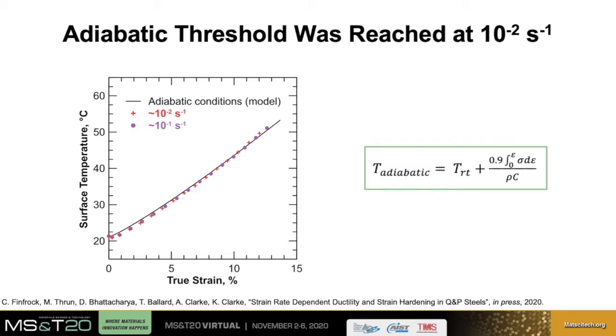Experimentally determined stress-strain data was fed into the model to predict temperature rise. In the plot on the left, it appears that actual heating that occurred in tensile bars deformed at the 2 highest strain rates was very similar to the temperature rise predicted from the adiabatic heating model. Meanwhile, the two lower strain rate specimens exhibited only very small temperature rises. This suggests that the adiabatic threshold was reached around 10^-2 per second. For reference, for QP980, a test at this rate takes about 20 seconds to occur.